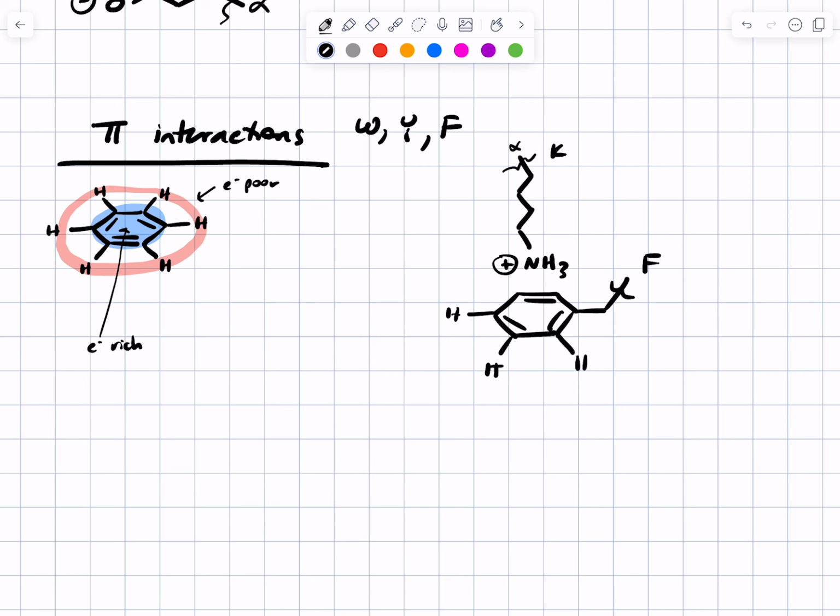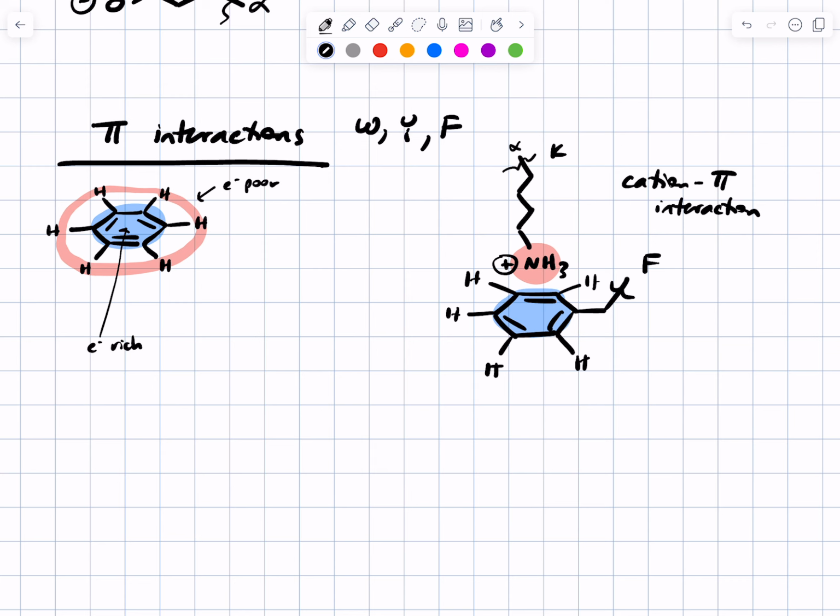And what's going on here is, as I said, the face of the benzene ring is electron rich. The cation is electron poor, it's positively charged. So you have basically a charge interaction between the full positive charge on the nitrogen and the electron-rich surface of the benzene ring. We call that a cation-pi interaction, and those are found all over in proteins.